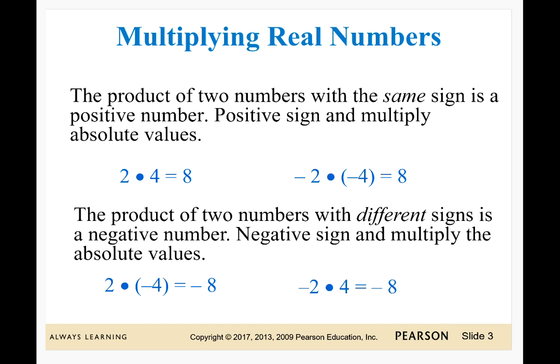Alright, so when you are multiplying real numbers, the product of any two numbers with the same sign will always be positive. So if you have the same sign, you know the answer is going to be positive, and all you have to do is just multiply their absolute values. Just forget the signs were there altogether.